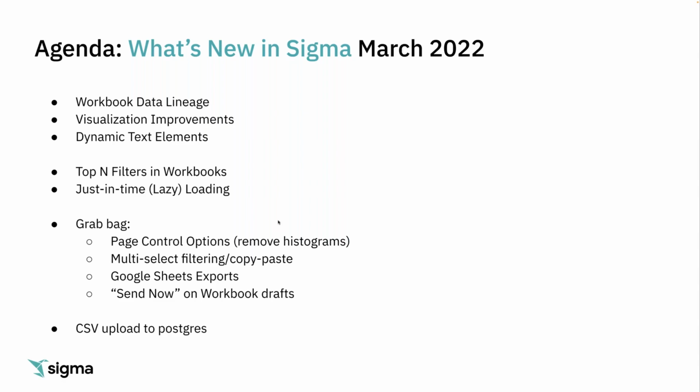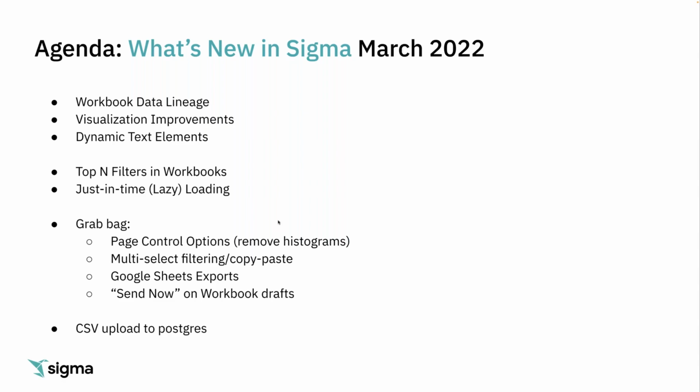Starting off here on March 1st, we have a lot of topics to cover today, and I see a lot of people on the attendees list that have been to many of these webinars before, so welcome back. For those people that are new to this webinar, we hold this on roughly a monthly cadence, as Sigma is continuing to release lots of new features all the time. Today we have a packed agenda with lots of demonstrations. We're going to cover data lineage, visualization improvements, dynamic text elements.